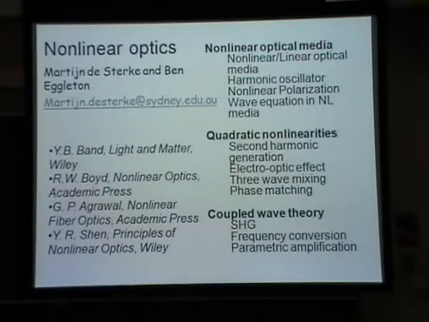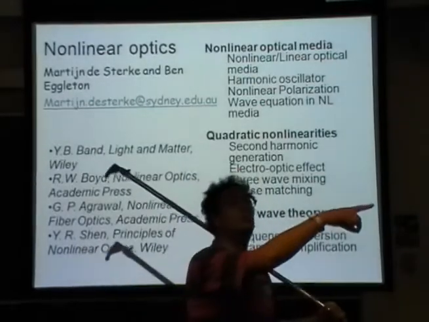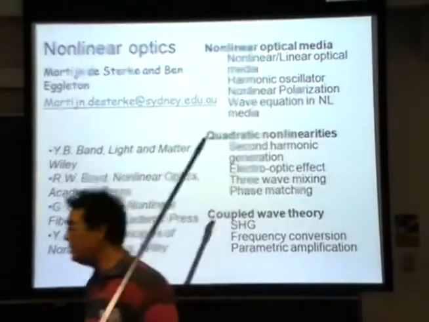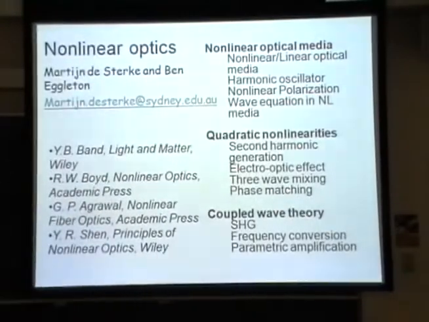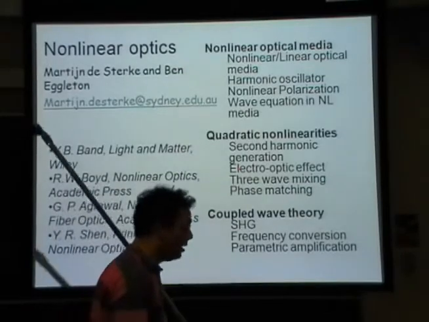Saying that something is nonlinear is not a particularly good descriptor. It's equivalent to saying that the wall here is not blue. It doesn't tell you what it is. It simply tells you what it is not. So there's a number of different classes of nonlinear materials.